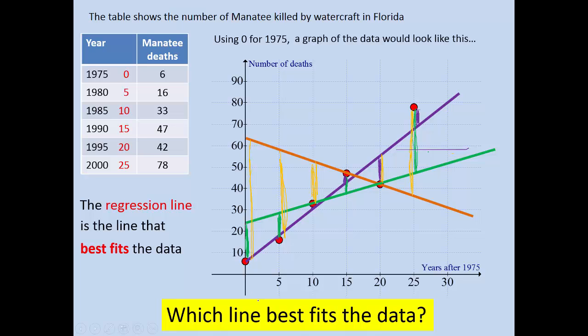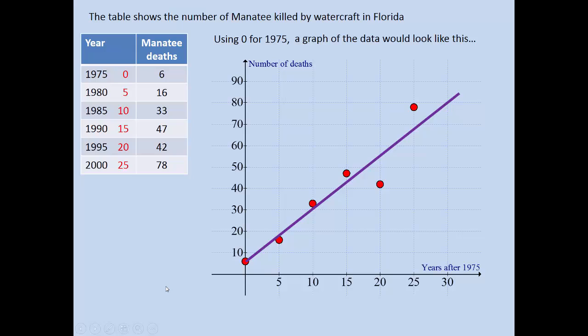Okay, so now, which one of those has the distances that all add up to be the smallest? The line that's closest to all of the dots. Do you see? That would be the purple line. So that's the line that best fits the data.